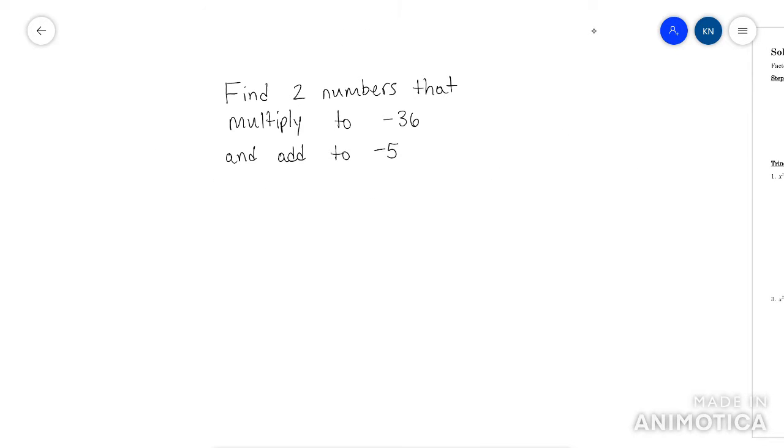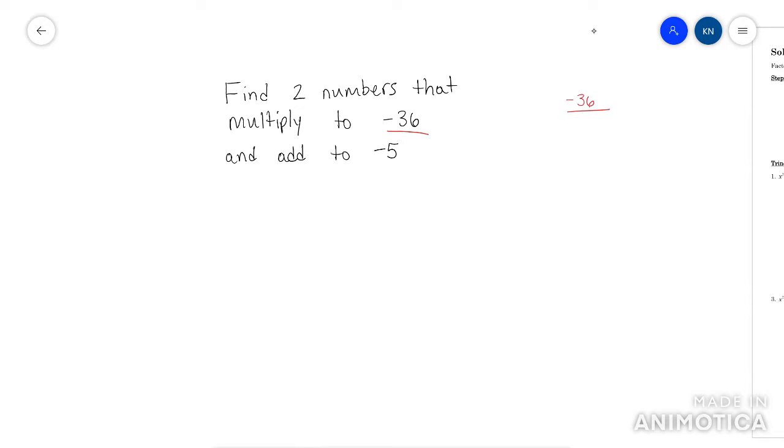You're going to have to be finding combinations of numbers that multiply to be something and also add up to be something. So look at this first problem. I need two numbers that multiply to be negative 36 and add to negative 5. When people first start doing these, I advise them to basically list out all the factors of negative 36.